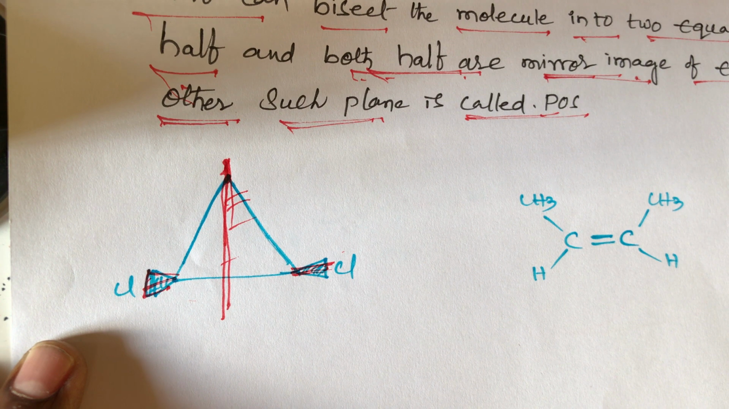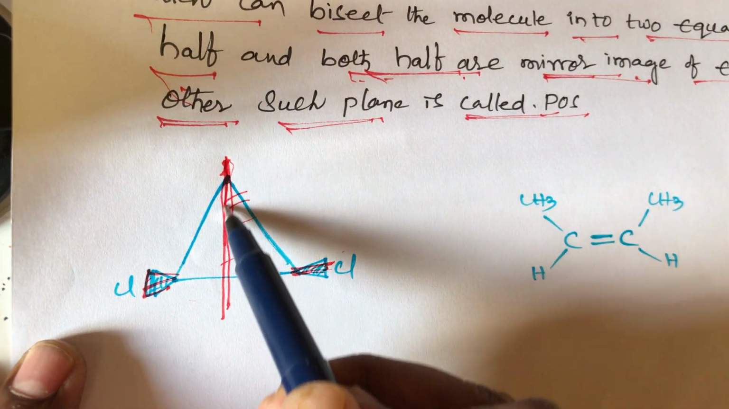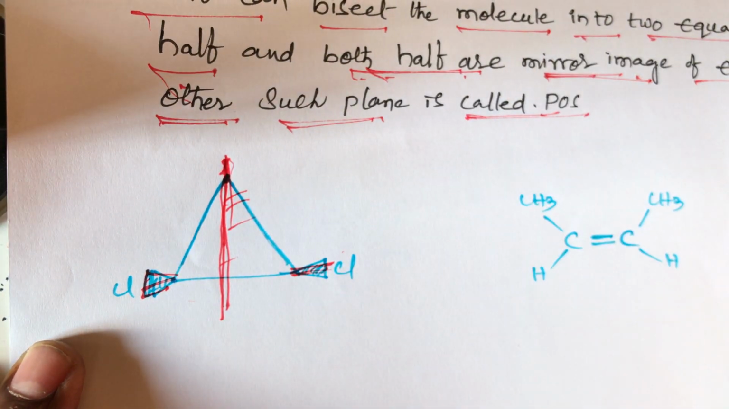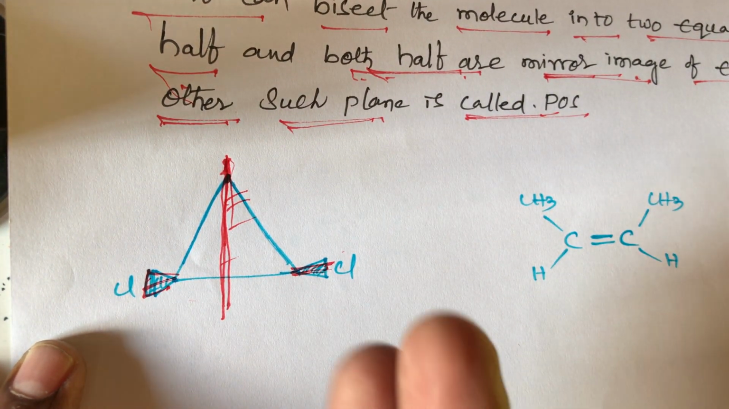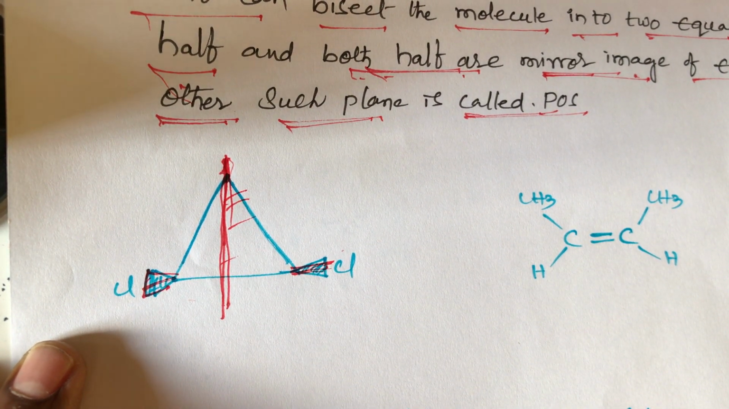It is an imaginary plane passing through a molecule which can bisect the molecule, meaning cutting the molecule into two halves: 50% one half and 50% the other half. So one 50% is the mirror image of the other 50%. This is called a plane of symmetry.